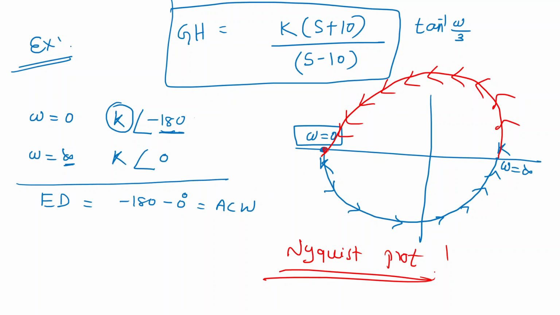So, how to find out the k value? The k value lies on the minus 180 degree line, right? Yes, sir. So, whatever angle we got previously, equate that angle to minus 180 and find omega.